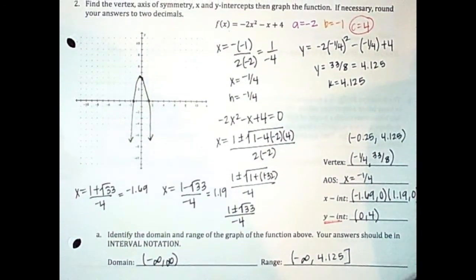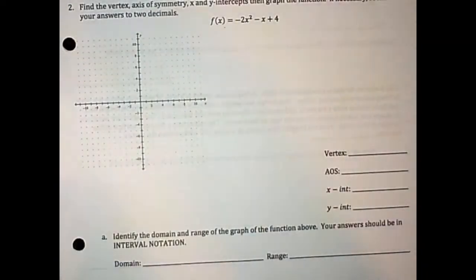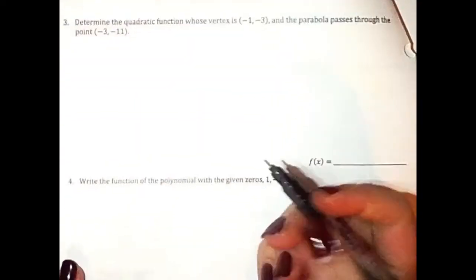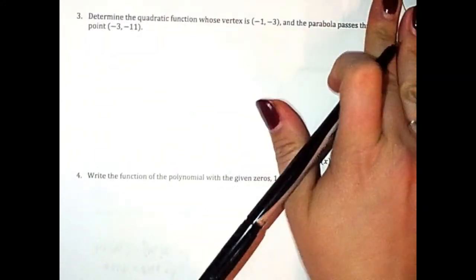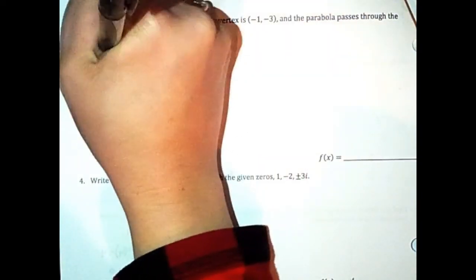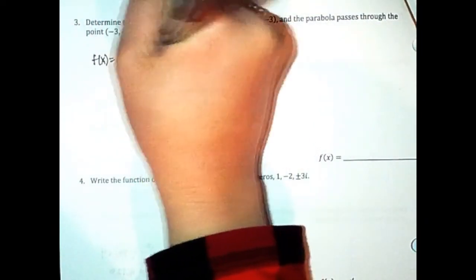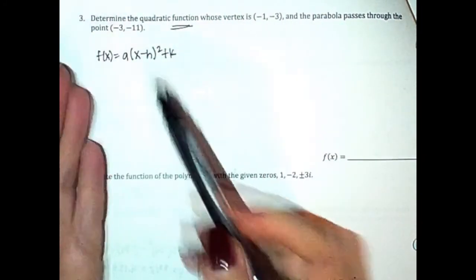So I am going to move on to number 3, kind of going along the same page. Still dealing with these lovely vertex parabolas, and now basically what it's saying is find the function. So we know that we want our functions always written in the form f of x is equal to a times x minus h squared plus k. So this is the form that we want it in.